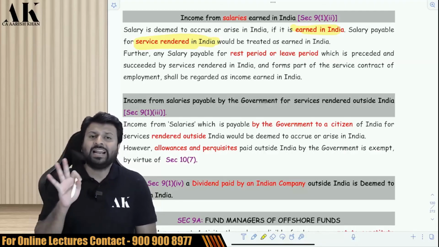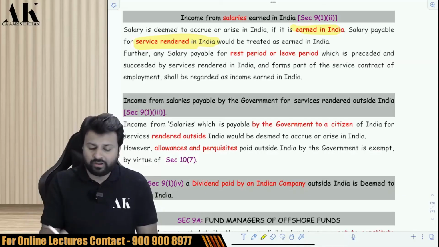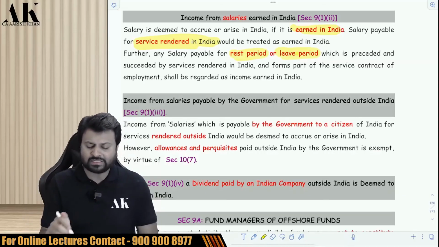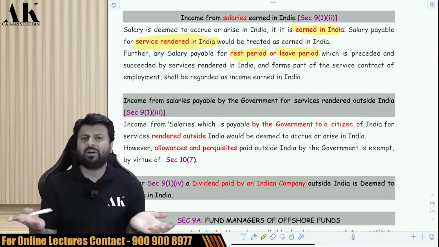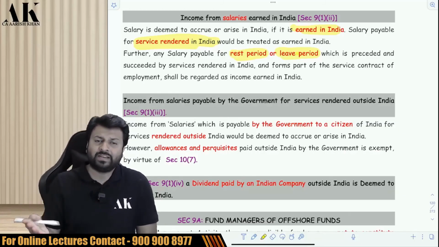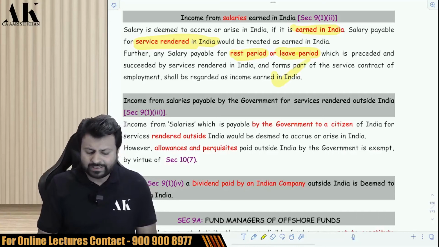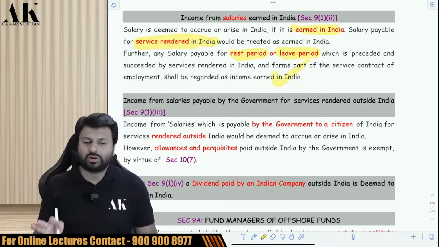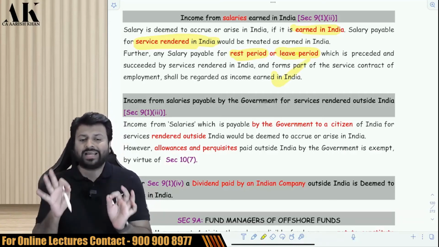Further, if any salary is payable by a company to the employee for the rest period or leave period, which is a part of the contract, generally what happens if you are working in a company, the company also pays you for the rest period, leave period, that is a part of your contract, then that salary is also deemed to accrue or arise in India and it will be subject to tax in India.